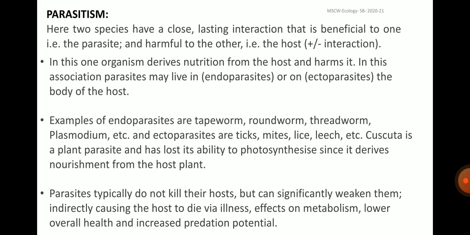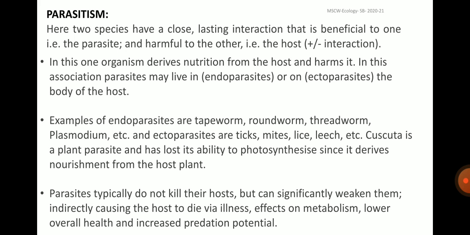In this association, parasites may live in, that is endoparasites, or on, that is ectoparasites, the body of the host. Examples of endoparasites are tapeworm, roundworm, threadworm, plasmodium, etc. And ectoparasites are ticks, mites, lice, leech, etc. Cuscuta is a plant parasite and has lost its ability to photosynthesize since it derives nourishment from the host plant.